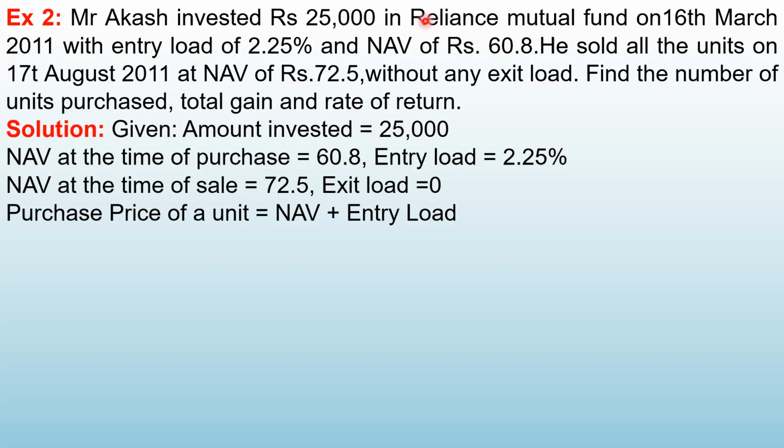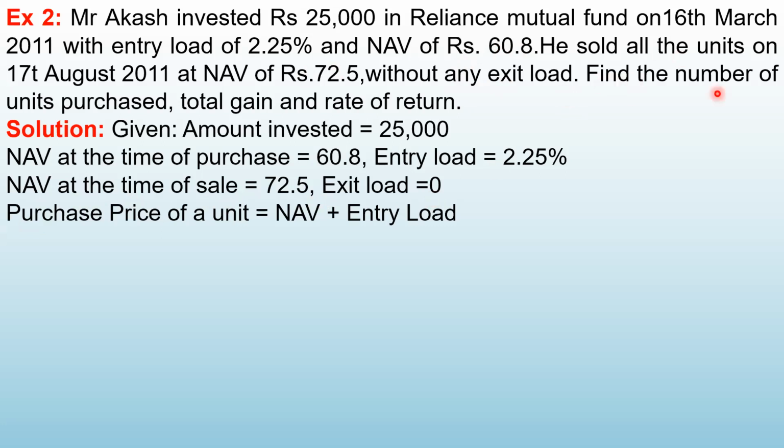Now, when the amount is invested, that means the units are purchased. Okay. So this much amount is invested on 16th March with entry load of 2.25% and NAV is 60.8. So NAV at the time of purchase is 60.8. And what is the entry load? 2.25%. Okay. Then he sold the units on 17th August when NAV was 72.5. Look at here. 60.8 से 72.5 हो गया है जब उसने बेचा. NAV at the time of sale is 72.5 without any exit load. That means exit load is 0.